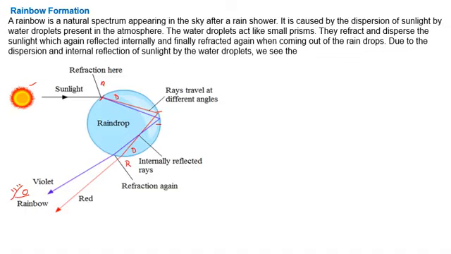And when there is a dispersion of white light in the sky with the help of a raindrop, then we will see a rainbow in the sky, right? So these water drops act like a prism. They refract and disperse. In the first case, what is happening over here? Refraction. The refraction is taking place, so they refract and the dispersion is taking place inside the raindrop. Dispersion.